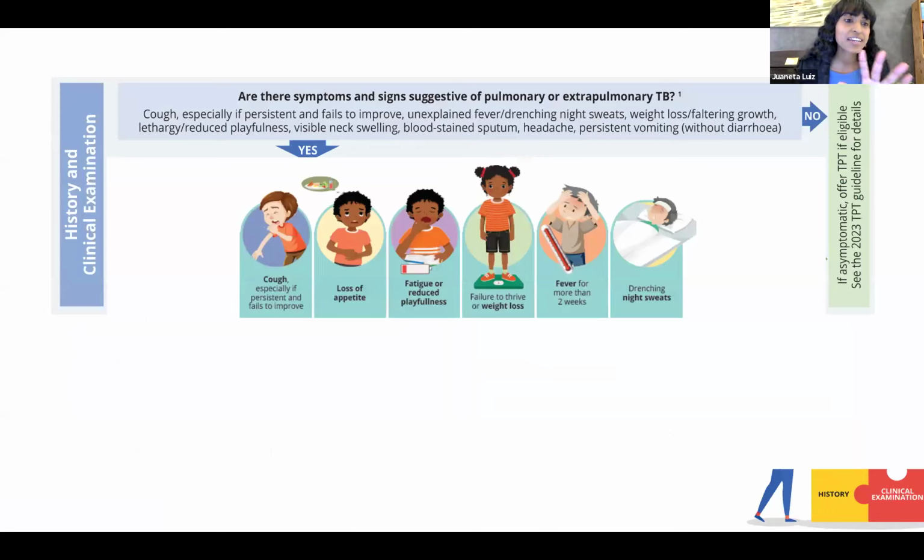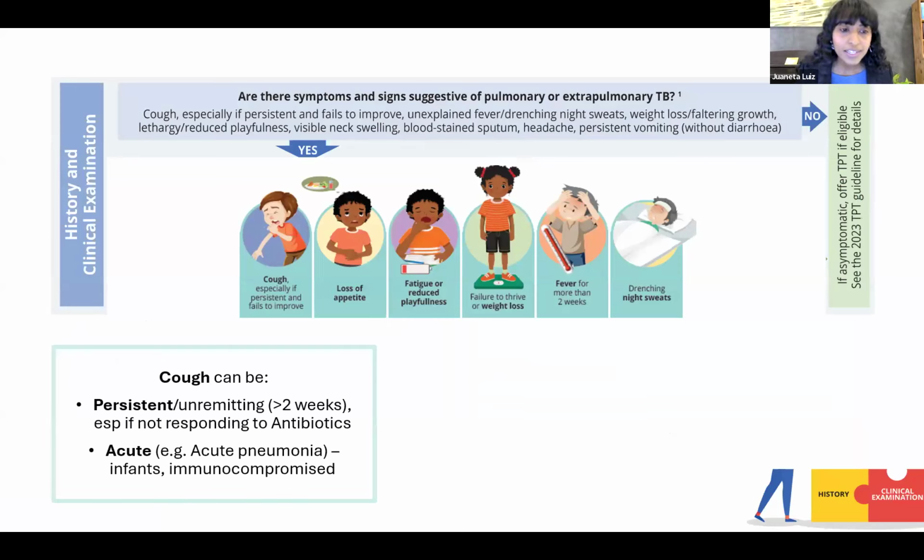Okay, so we've done screening. Now we're at history and examination, and you all know the typical symptoms that children present with TB symptoms. So it's cough, loss of appetite, fatigue or reduced playfulness, failure to thrive or weight loss, fever, perhaps for more than 2 weeks, or drenching night sweats.